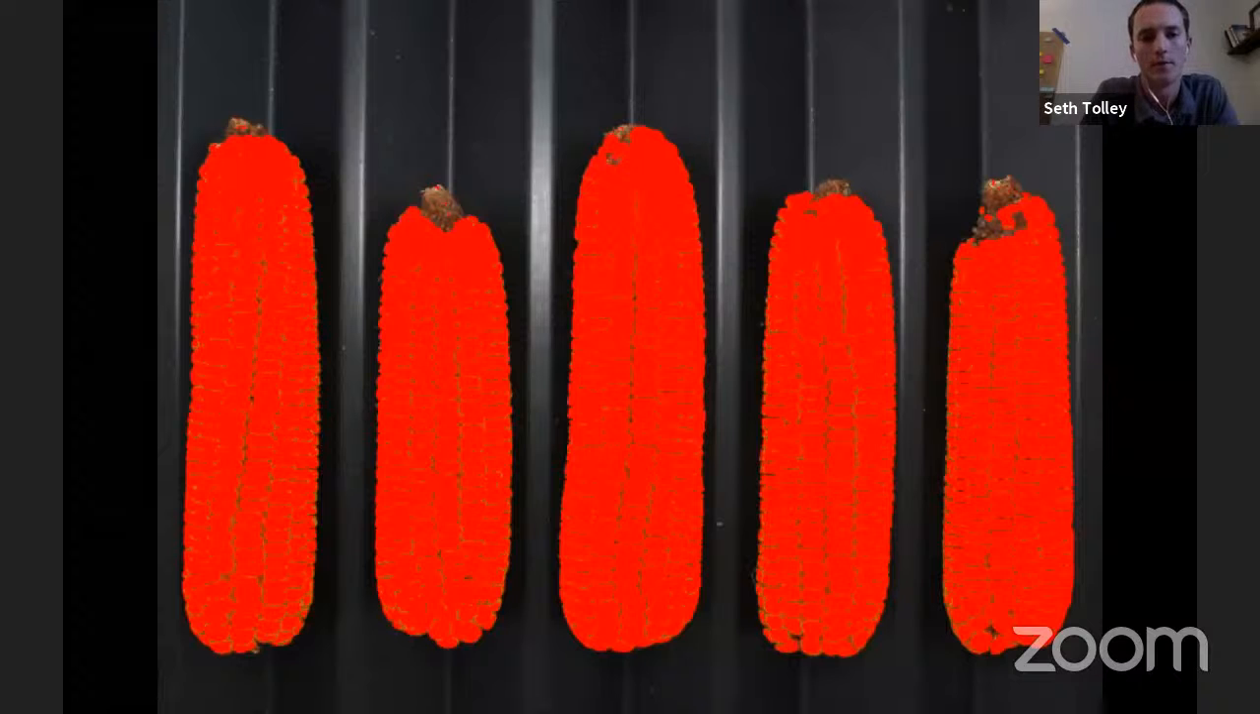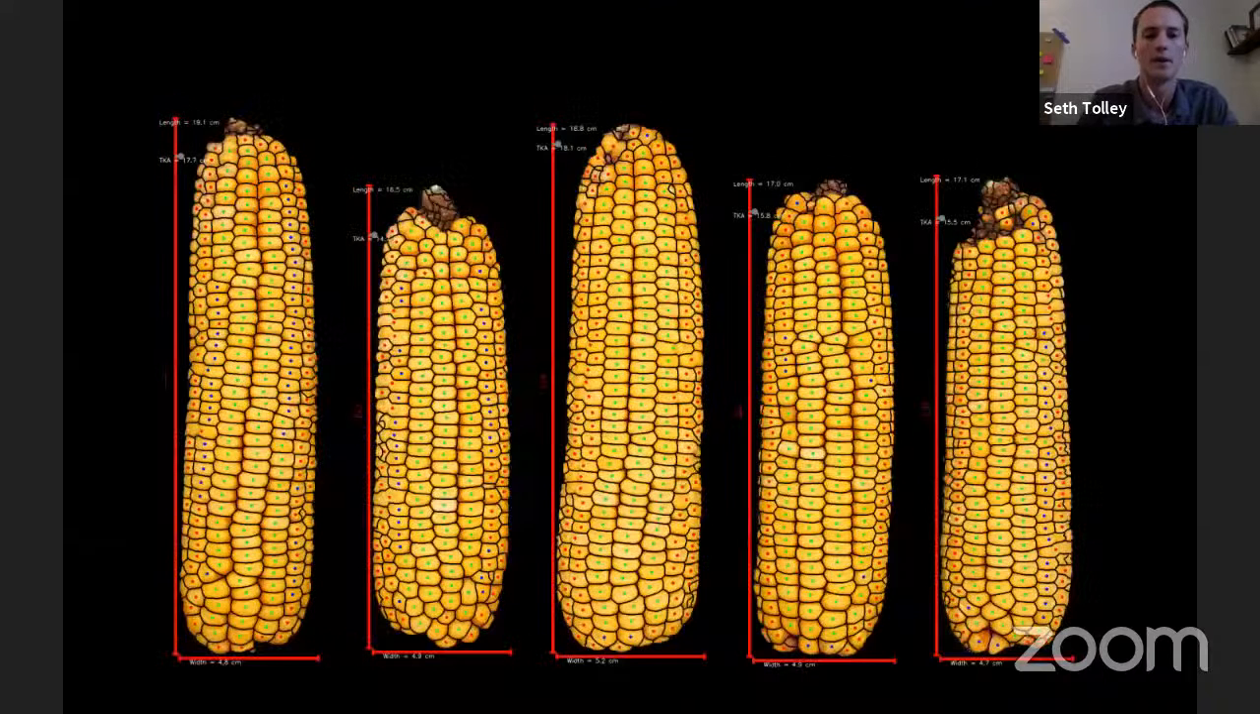To show this more generally and visually, here's an unprocessed image. We have a mask that we used to separate the kernels and the cobs from the background. Then we further separated the kernels from the cobs. And finally, what we ended up with was a processed image where we were able to extract about 25 unique ear characteristics.